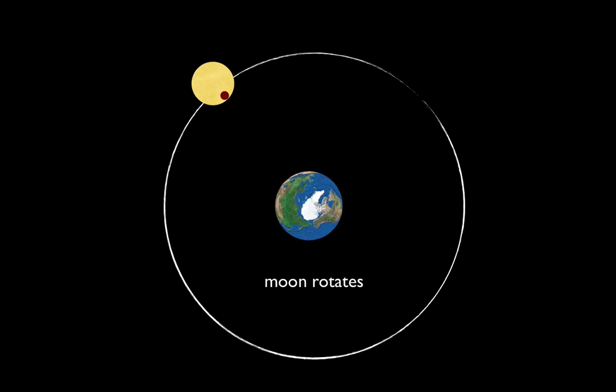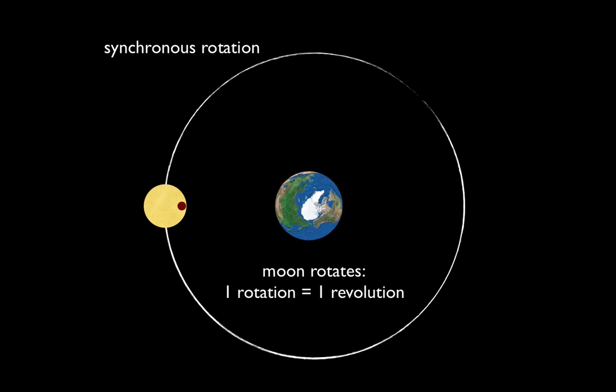We can continue seeing this as the Moon rotates. This is called synchronous rotation. The Moon rotates, and it does one rotation every time it does one revolution around the orbit, around the Earth. So one rotational period equals one revolution period. So we always see the same side of the Moon.